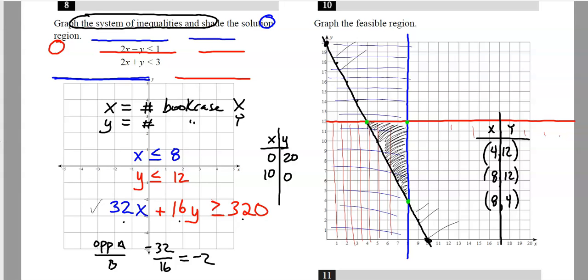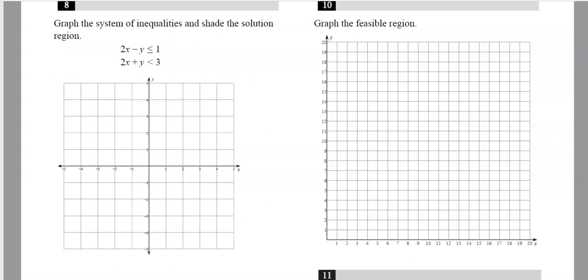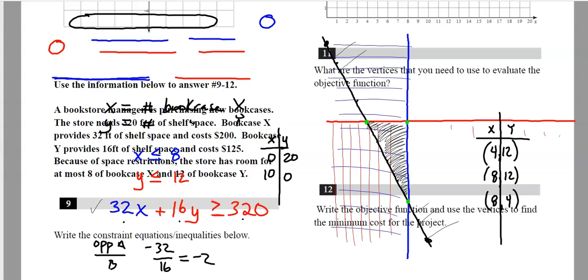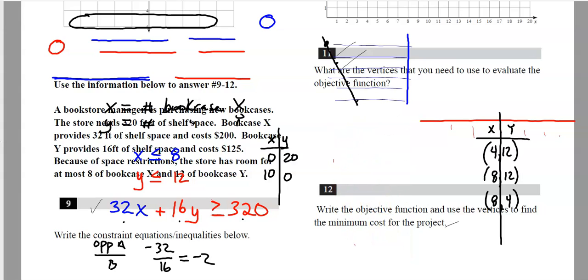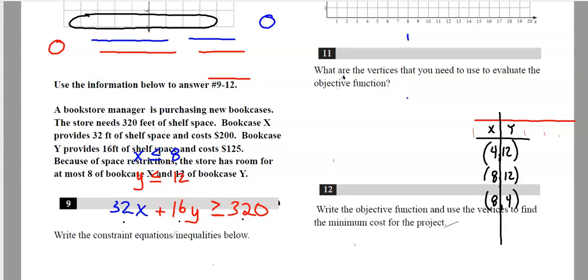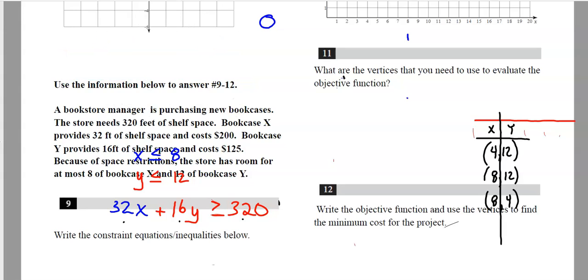So when I come down here to answer the next question, I'm going to make these come back. What are the vertices you need? Booyah, there they are. So let's get rid of all this other stuff. All right, and now I think I'm ready to test out the objective function.